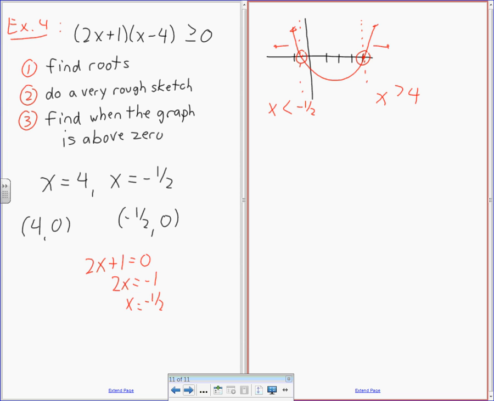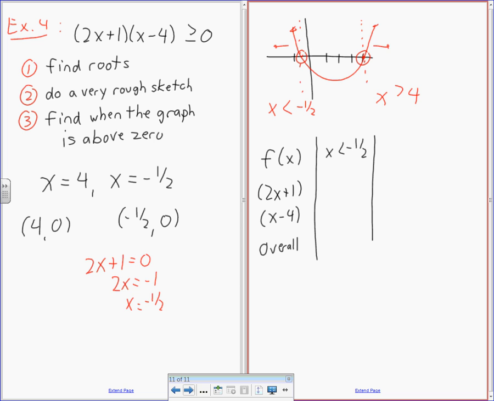Now, the other way you can do it is with an interval chart. I will draw the interval chart. This is not mandatory for this question. I will do an interval chart for you if you want. Okay. So it's going to be the same thing as we did before. So we're going to do f of x. We're going to have (2x plus 1)(x minus 4) overall. My intervals are going to be x is less than negative 1/2, negative 1/2 is less than x is less than 4, x is greater than 4. So this is the same thing we did before.